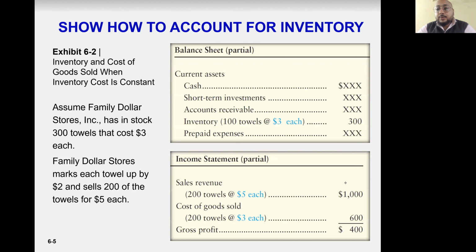So how are we going to show the inventory on the balance sheet and on the income statement? Assume we have a Family Dollar store which has a stock of 300 towels at a cost of 3. All right. So this means this is in stock. When they make all these towels and place them in their inventory store, what is the cost of those 300 towels?